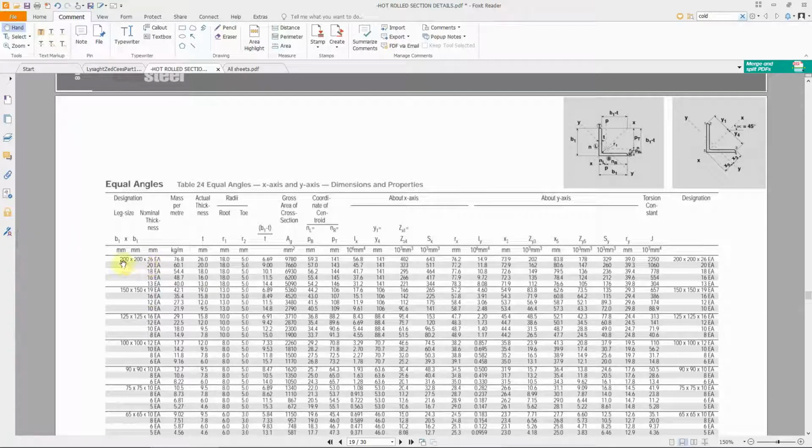Angles, we spoke about the name code for the angles. So for equal angles, we could just say 200 by 26 EA. That means it's 200 this way, 200 that way. Obviously on the outside, please look at it. That B1 value is reading on the outside of the angle. That's 200 millimeter by 200 millimeter by 26 millimeter thick. That's a very thick angle.